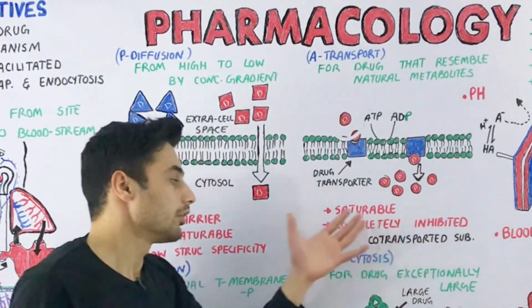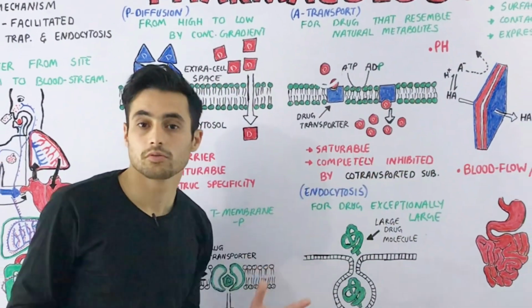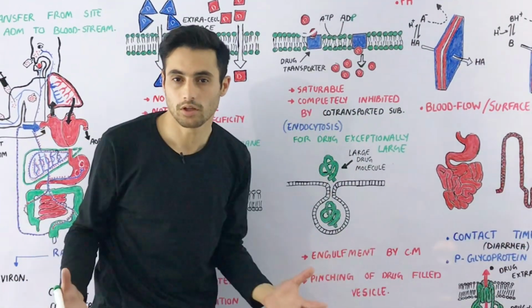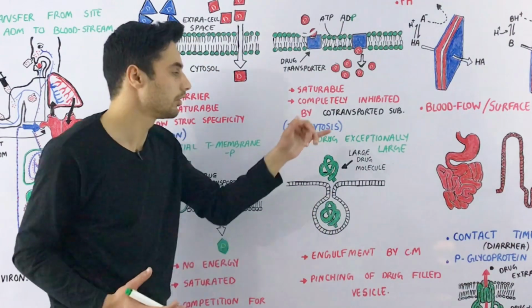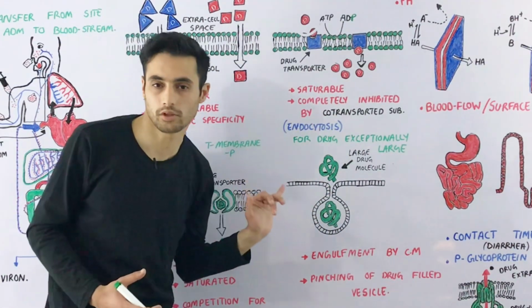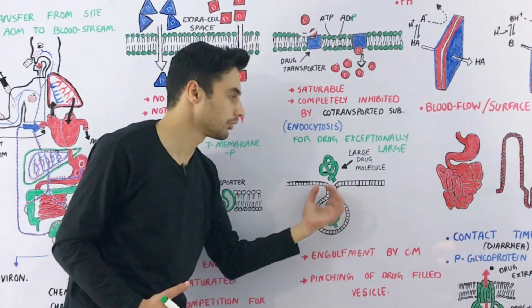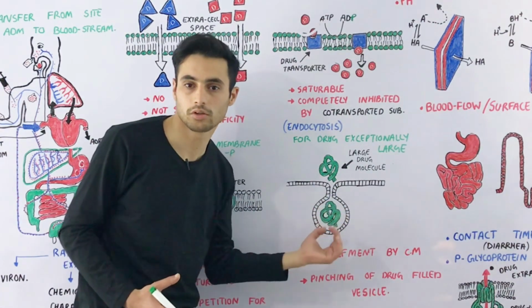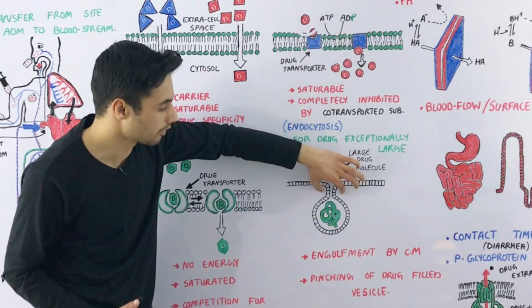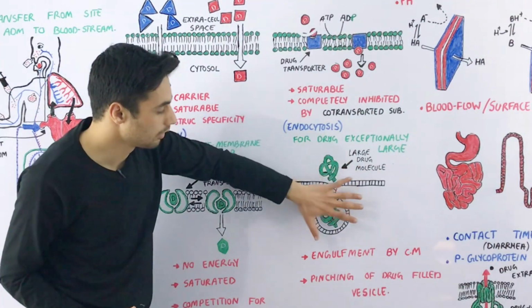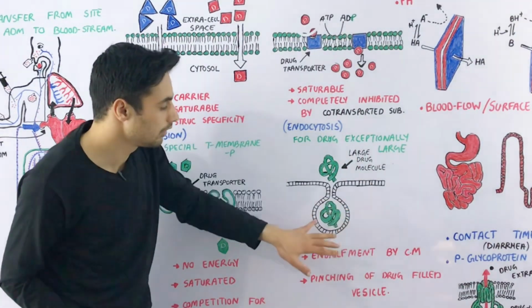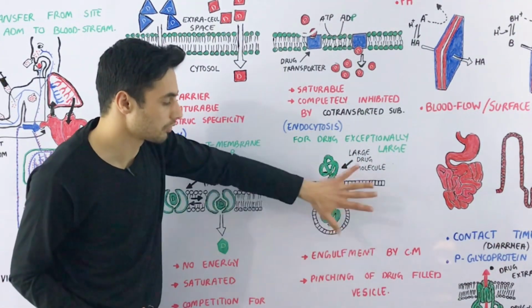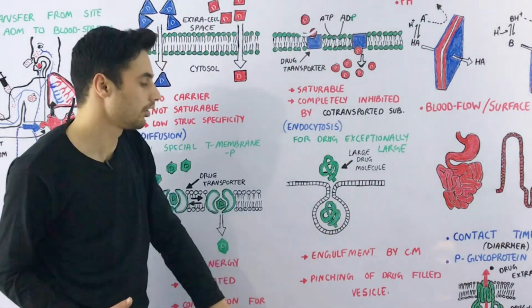Now, what will you do for those drugs which are of exceptionally large size, very large size? They undergo the process of endocytosis. There is the engulfment of the large drug molecule, and after pinching of the drug molecule, the plasma membrane along with the drug is transported towards the inside of the cell.